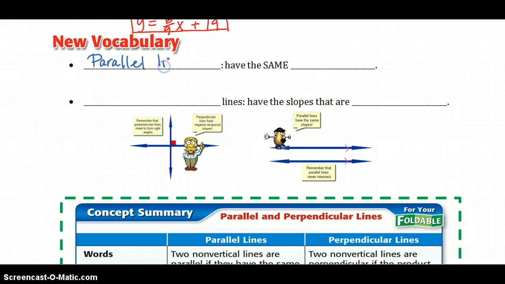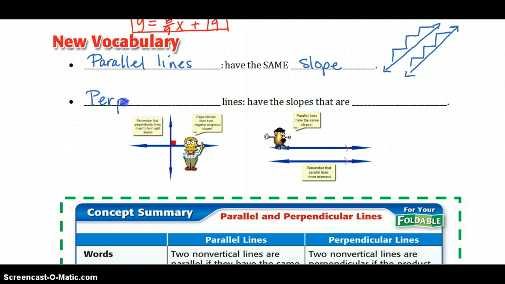Parallel lines have the same slope. They're going to rise and run, rise and run at the exact same rate. Oh, that looks like a little chevron print. Well, those lines that are rising and running at the same rate are going to be parallel.